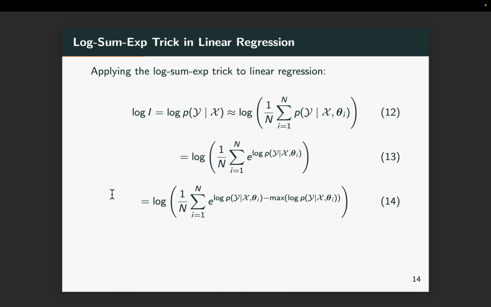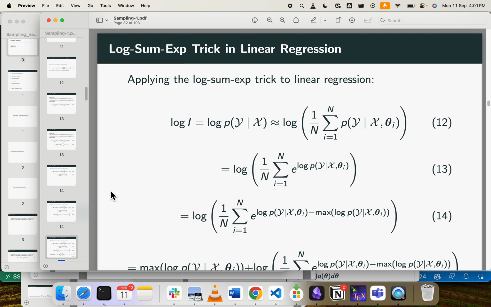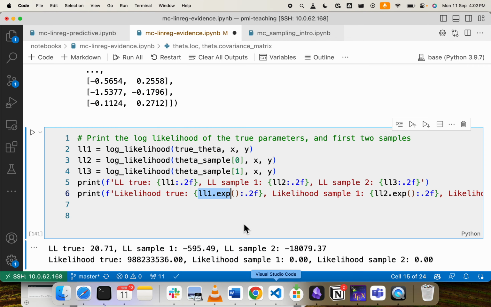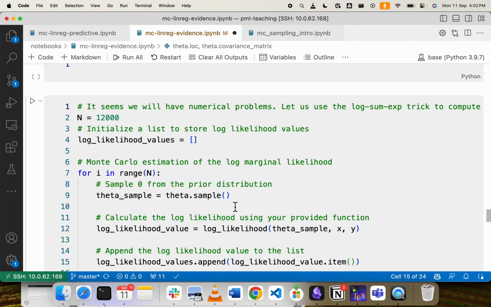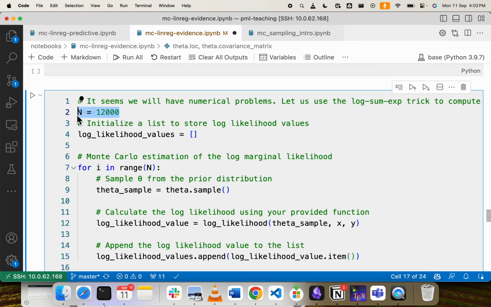So in my code, I will not require this manipulation myself, but I will be using Torch's inbuilt log sum exponential trick implementation. So let me now go back to the code. So I am now looking at, is the size visible? Should I make it slightly bigger?